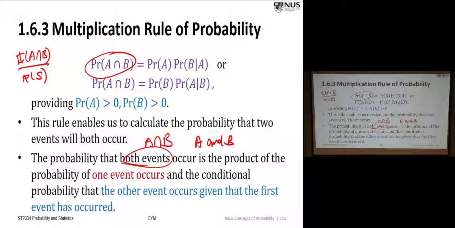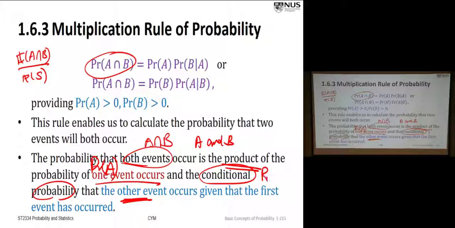It's equal to the product of one event occurring first, and then times the conditional probability of the other event. So if this is event A, then it is the probability of event A times the conditional probability of the other event B given A. So that is what we mean by the multiplication rule. It can also be the probability of B times the probability of A given B.